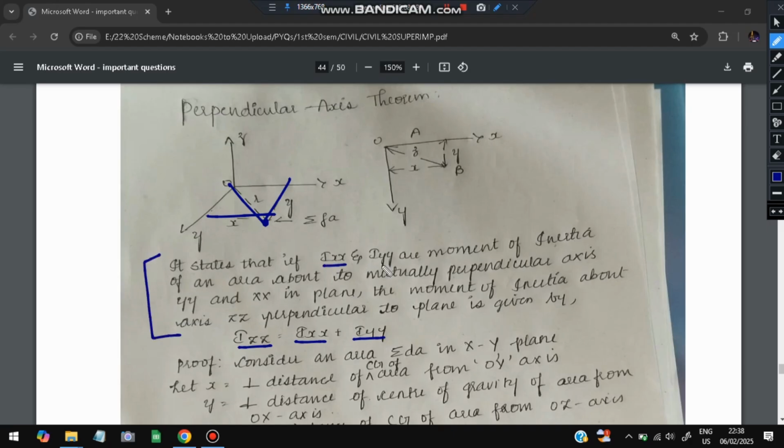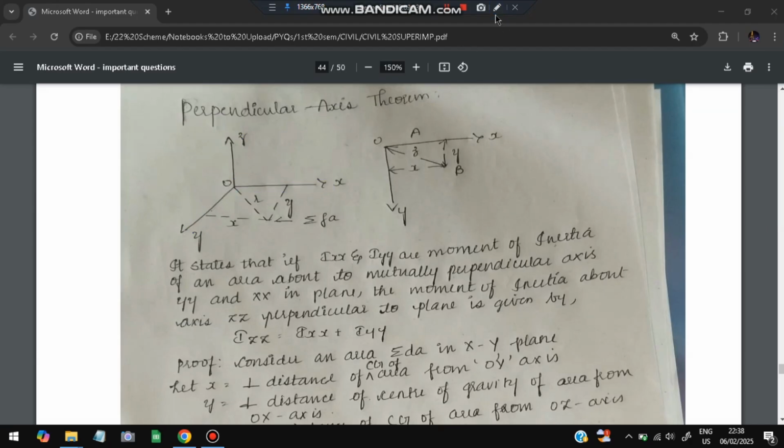It states that Ixx and Iyy are the moments of inertia about the mutually perpendicular axes. Then the moment of inertia about the z axis will be the summation of both the axes, x and y. So basically, if you want to find the moment of inertia for this axis, it will be the summation of the moment of inertia for this axis plus the moment of inertia for this axis. This is the equivalent diagram given here also. This is x and this is y, and this is the z value.